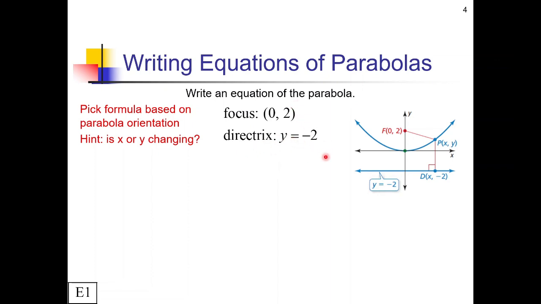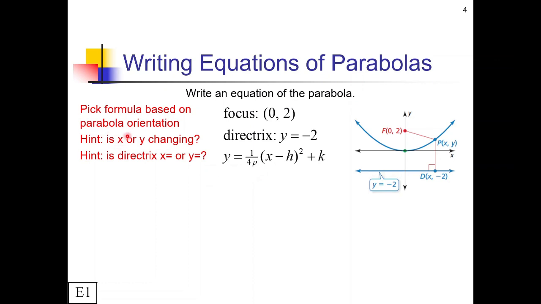Another thing you could do in this situation is you could just see, is the directrix x equals or y equals? And the formula is actually going to match whatever your directrix formula is. So because this is y equals -2, we're going to write y equals and then our formula for the up-down parabola, 1/4p times x minus h squared plus k.